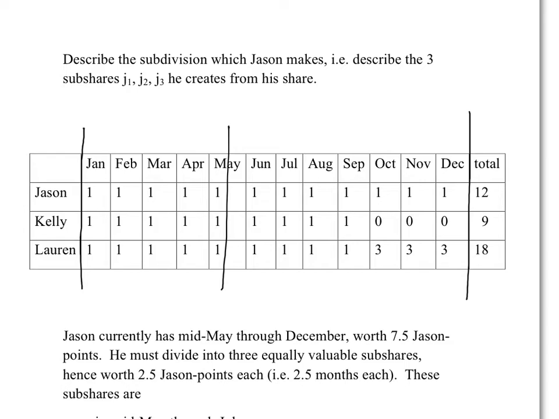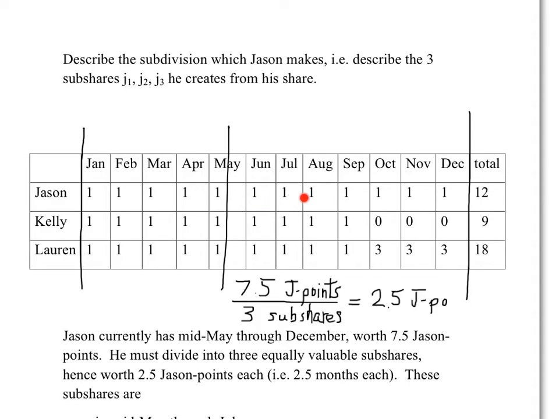So his share consists of mid-May through the end of December. That is worth a total of 7.5 Jason points. Now, 7.5 Jason points from 7.5 months, worth 1 point each, works out to 2.5 points per subshare. Right, 7.5 divided by 3 gives you 2.5 Jason points per subshare.